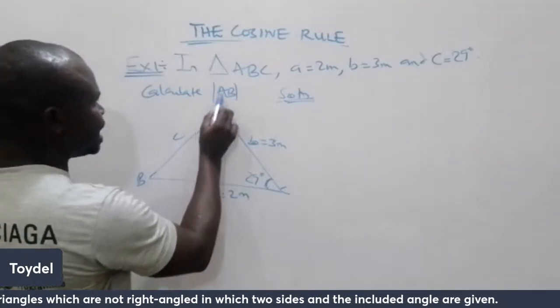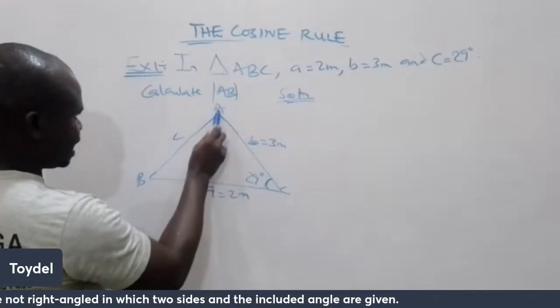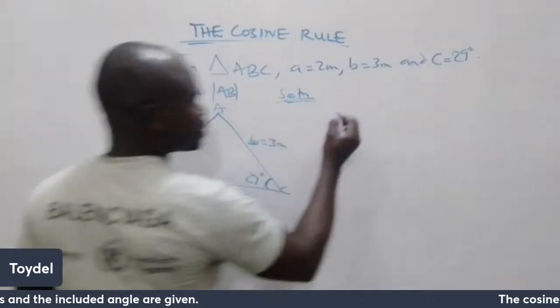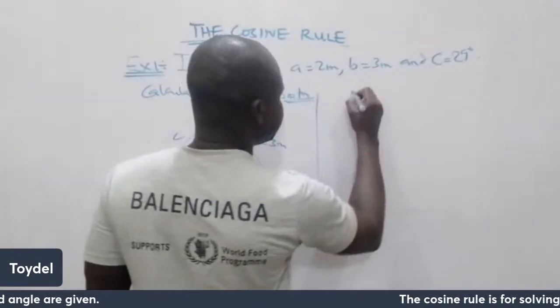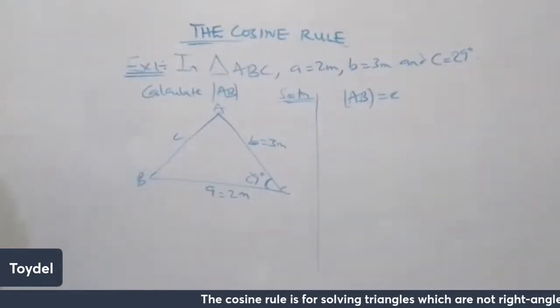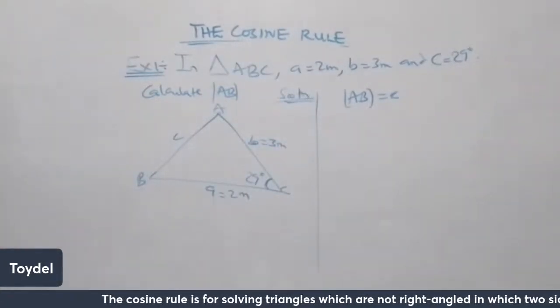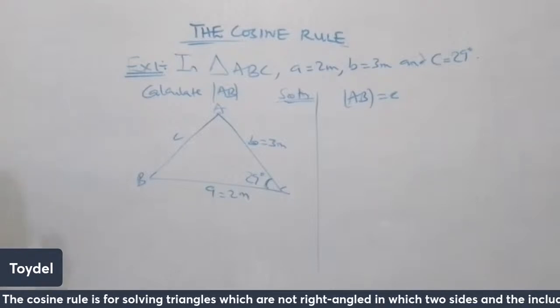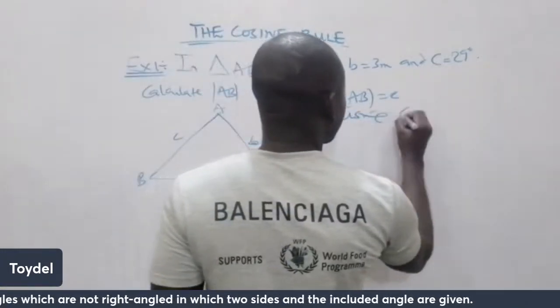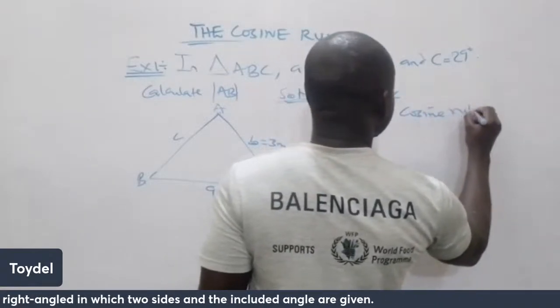So the question says you should find side AB. This side AB is actually talking about small c. Okay, solution, just say side AB is equal to small c. So that simply means that we are going to apply the formula for c squared. There are 3 formulas that I gave us depending on the side that you're looking for. So in this case now, I'm going to say using cosine rule.